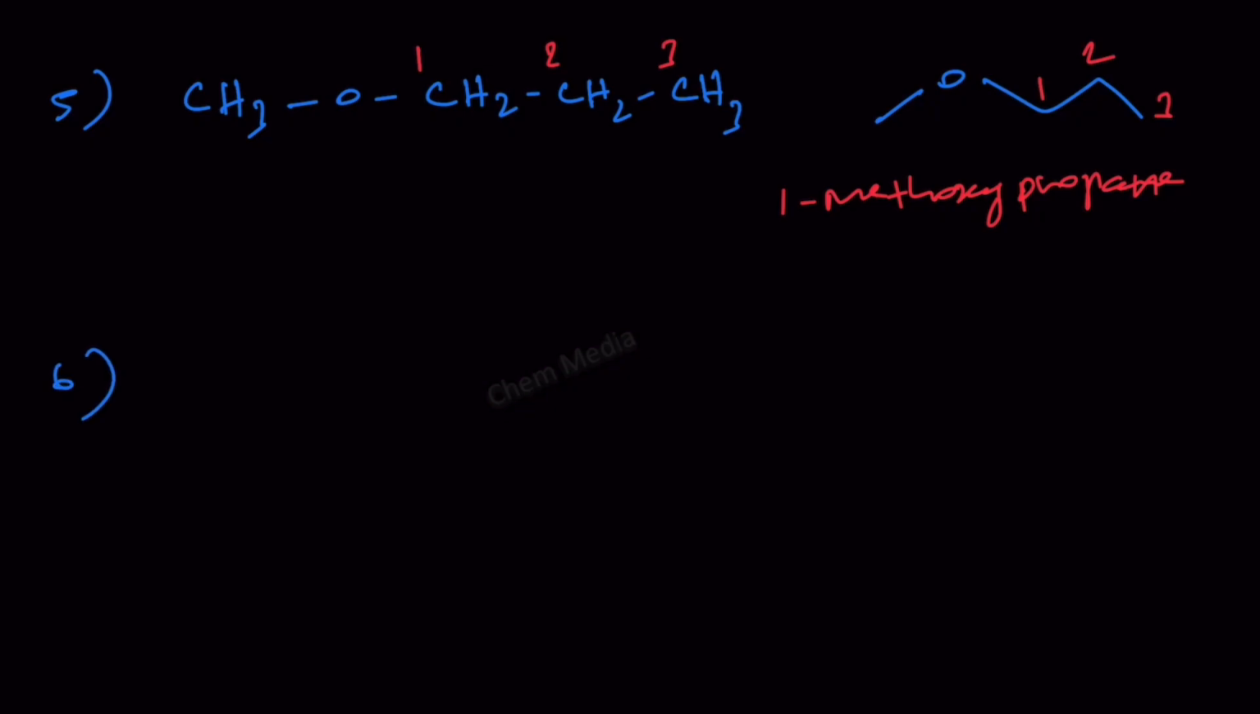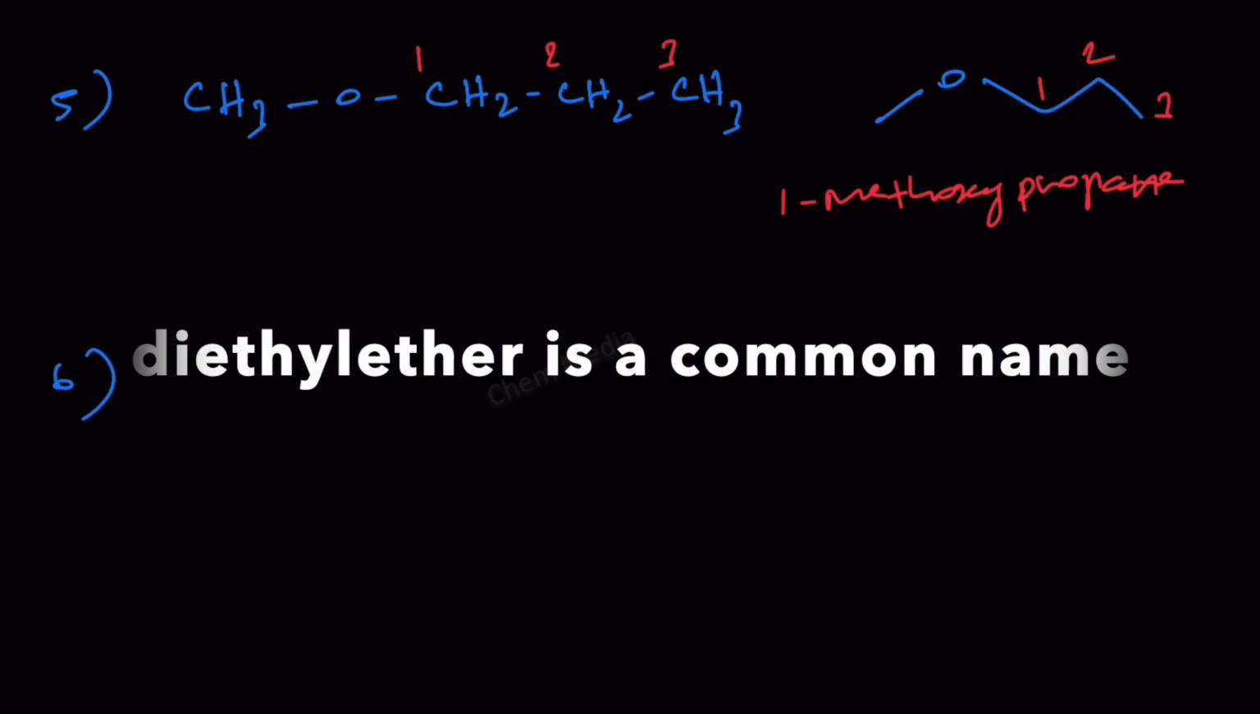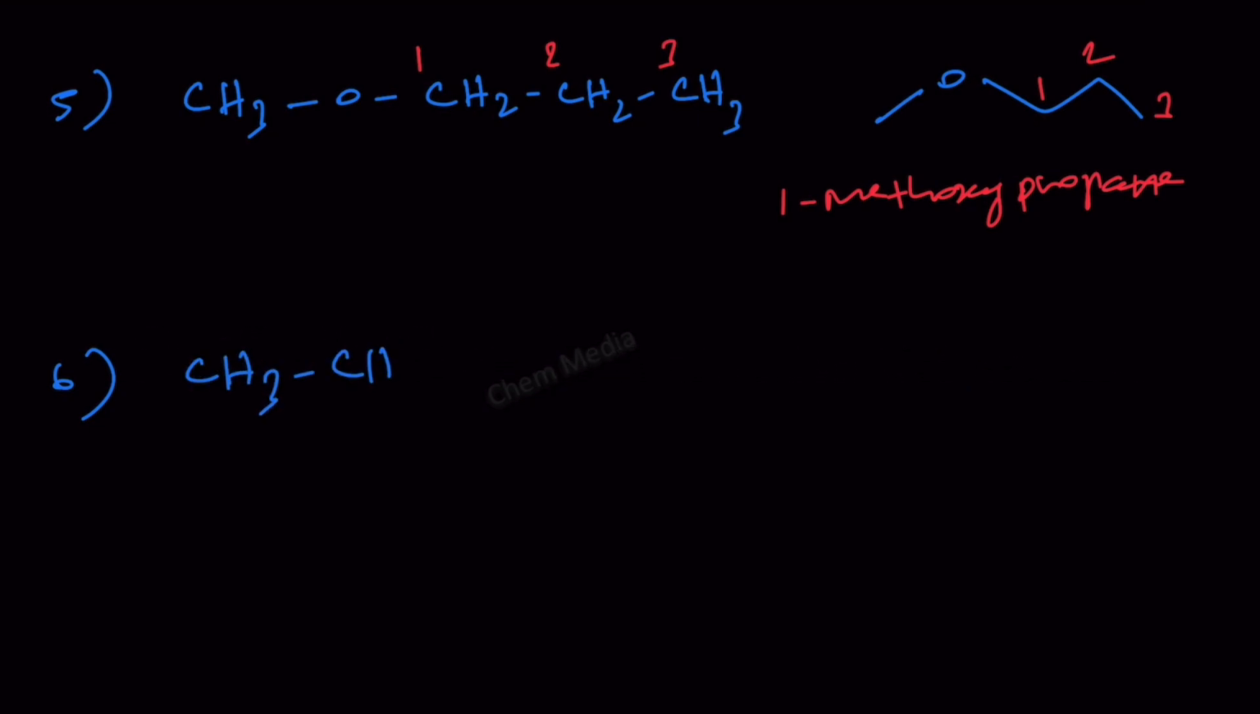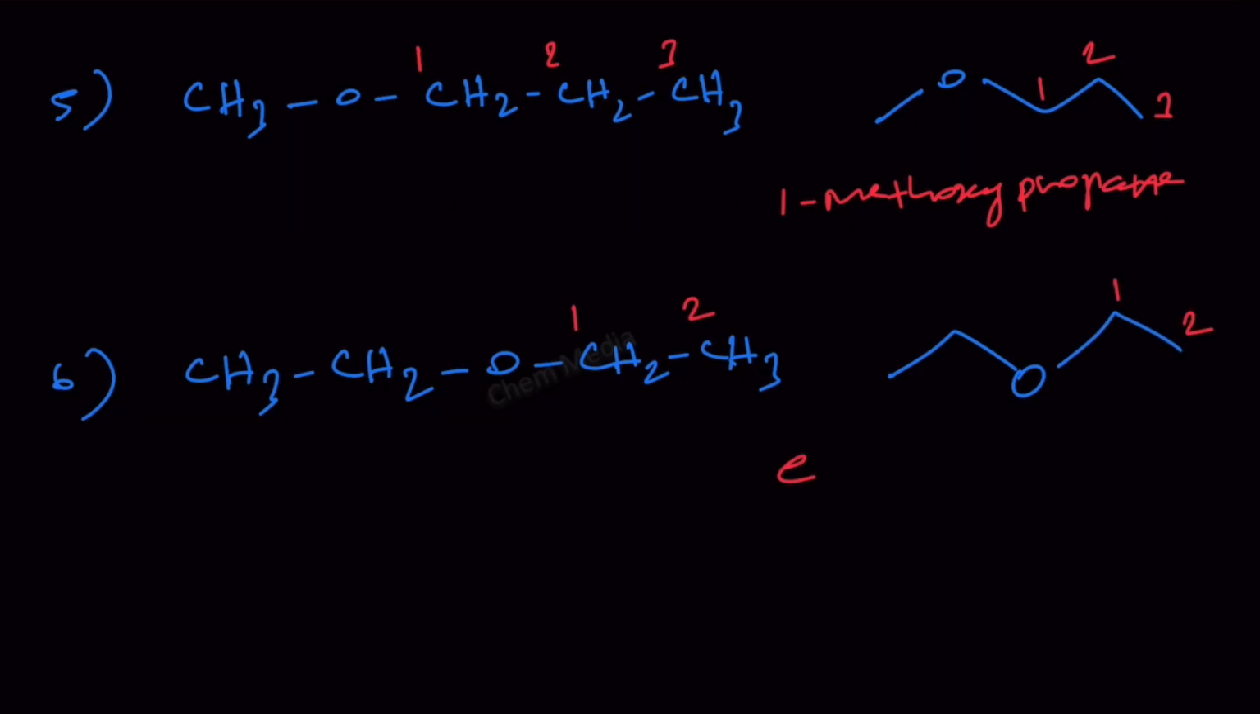We can also write ethoxy ethane, that is diethyl ether, CH3CH2OCH2CH3. And the corresponding structure in bond line notation will be 1, 2, and then an oxygen atom, and then again 1, 2. So this is ethoxy ethane.